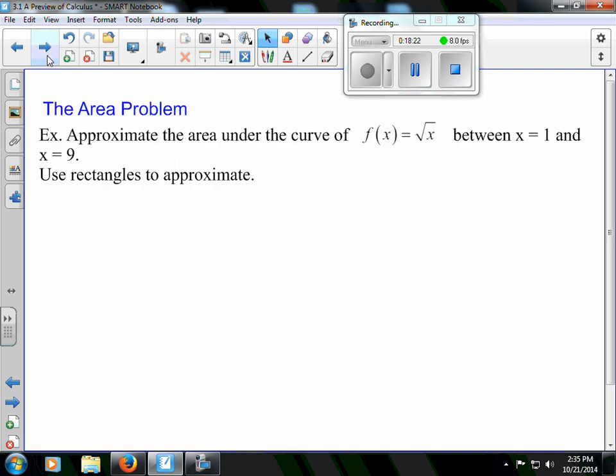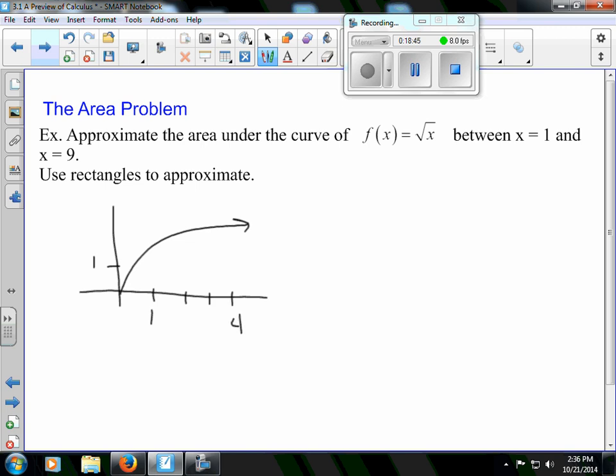We're going to do one more type of problem today. We're going to do the area problem. This is the idea of finding the area under a curve that is not a nice curve, as in it's not a circle or a rectangle. The curve in question is square root of x, between 1 and 9.